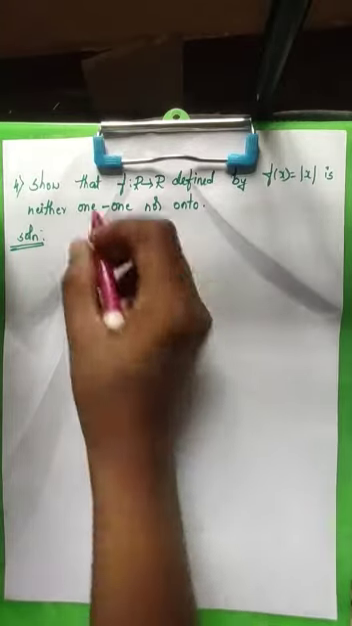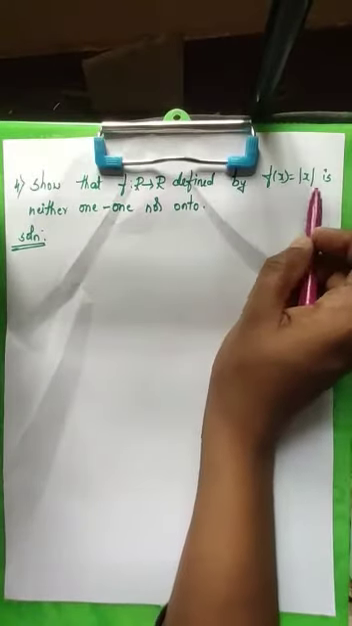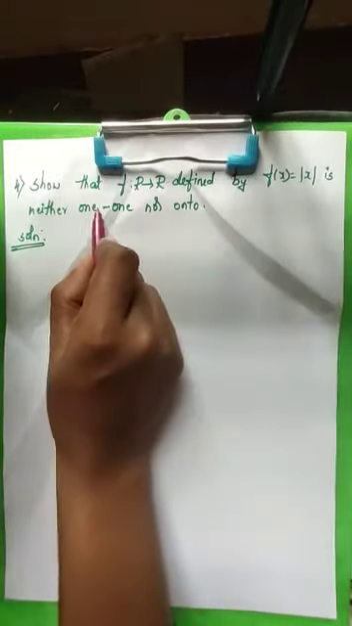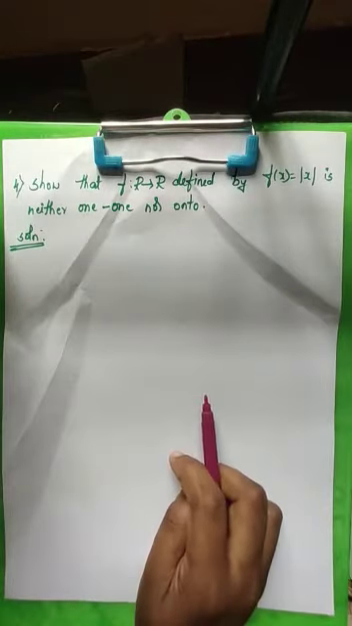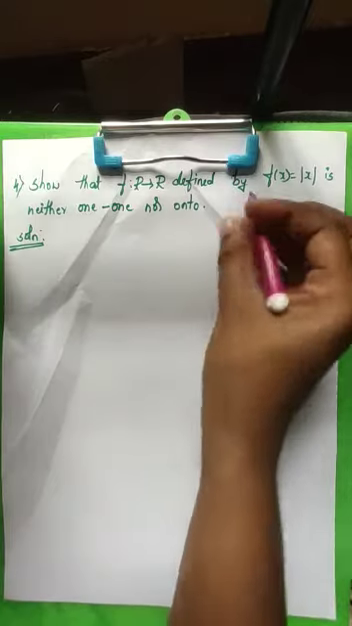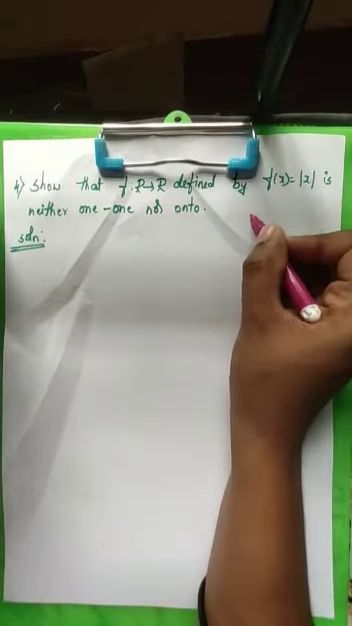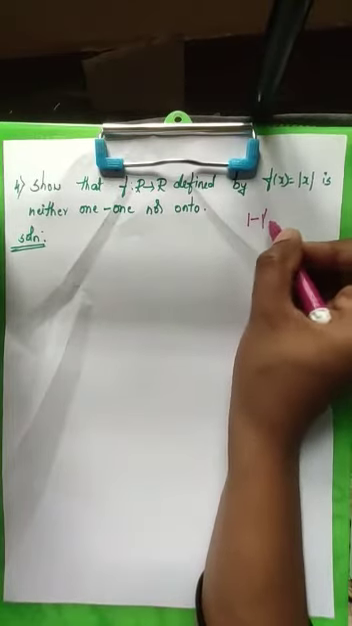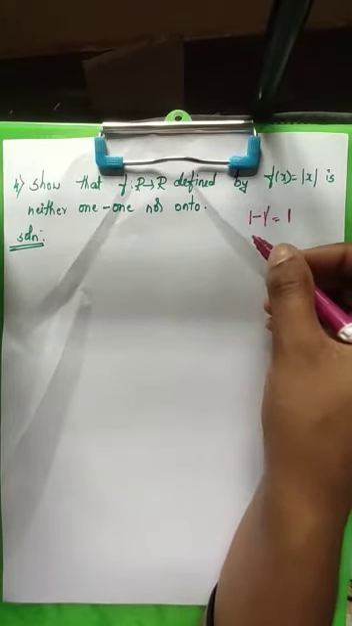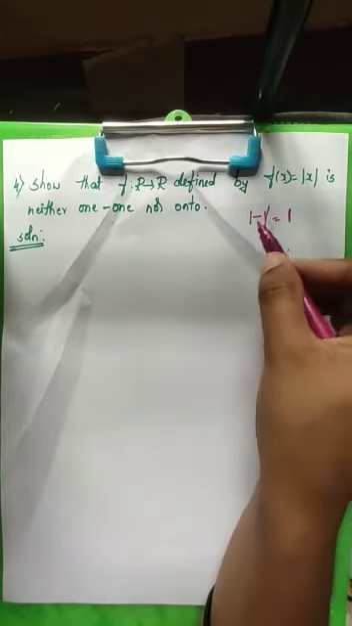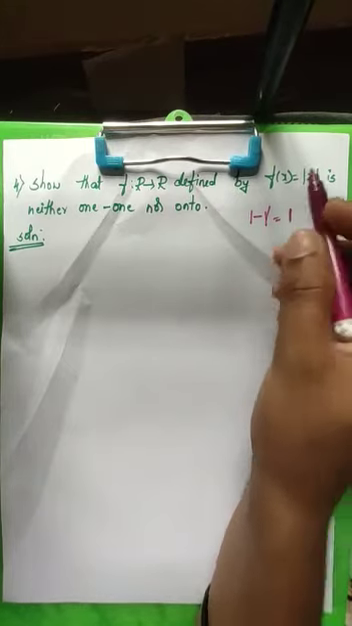Now today what is our question? Show that f from R to R defined by f of x is equal to mod x is neither one-one nor onto. Okay, we have to show that the mod x function is neither one-one nor onto. I hope you know what the mod x function is. So suppose you have mod of -1. What is the answer? It should be equal to 1, because modulus, or absolute value, turns negative into positive values.